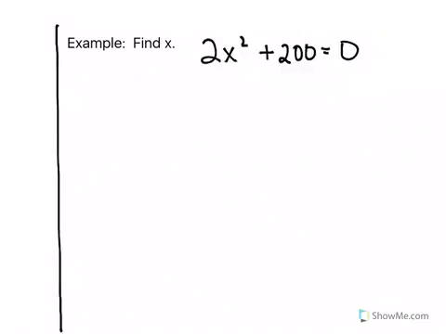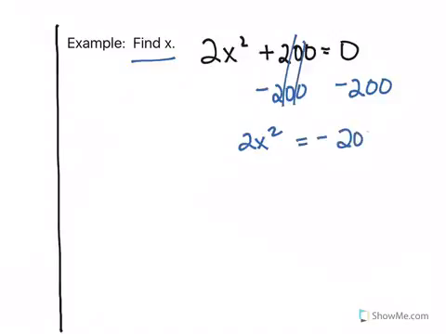Okay, let's look at one more, slightly more complicated example. Still not too bad though. In this case, we're also being told to find x, but x squared is not alone. So the first thing we need to do is get x squared alone. To do that, we're going to subtract 200 from both sides. This will result in 2x squared on the left because these two cancel out, and negative 200 on the right.